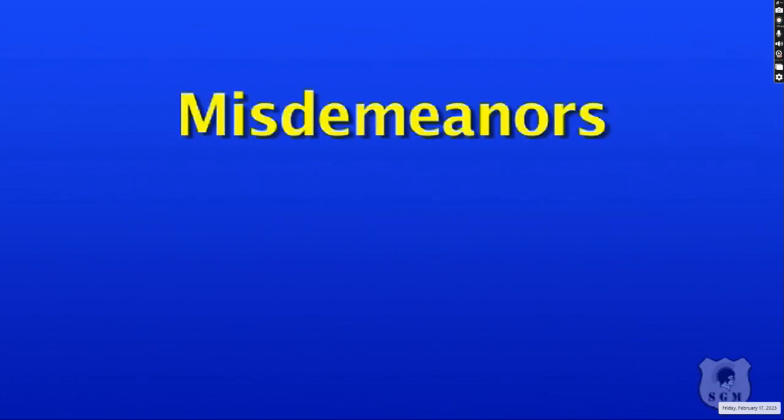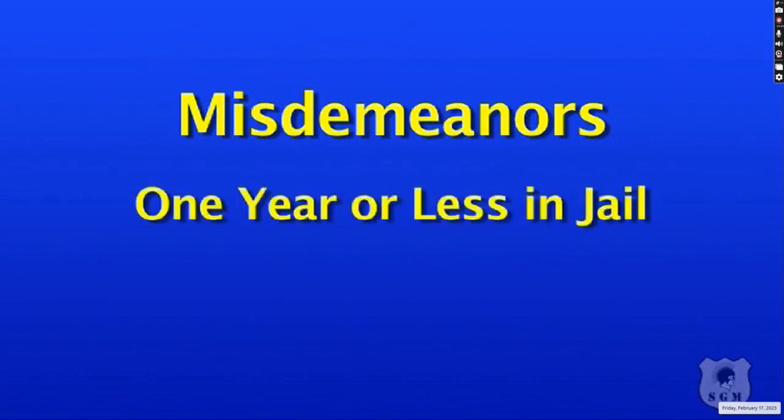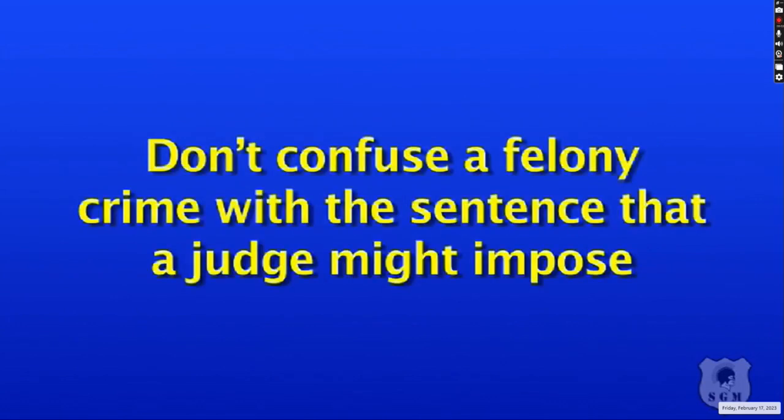Misdemeanor. In most states, the definition of a misdemeanor is a crime where the punishment is 1 year or less in jail. Don't confuse a felony crime with the sentence that a judge may impose. For example, if a criminal was convicted of robbery, which is a felony and carries a penalty of several years, and the judge decides to sentence the criminal to 6 months in jail, the crime did not change to a misdemeanor. It's still a felony. The judge just reduced the sentence.